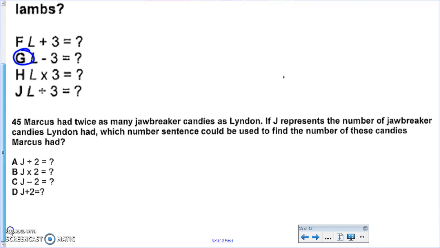For 45, Marcus had twice as many Jawbreaker candies as Lyndon. If J represents the number of Jawbreakers candies Lyndon had, which number sentence can be used to find the number of these candies Marcus had? So if you look at the options, just like it was on problem 50, it has the variable, the 2, and every possible operation. So we know Marcus had twice as many as Lyndon. So to find that, we can multiply J, which represents Lyndon's candies, by 2 to get our correct answer, which is B.